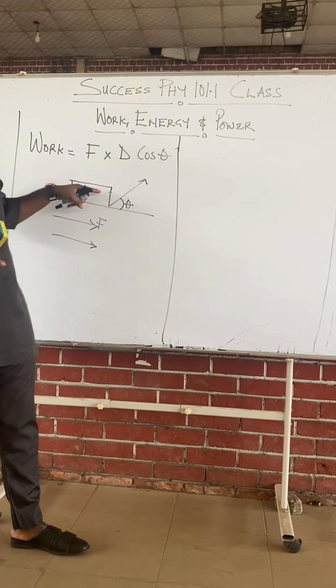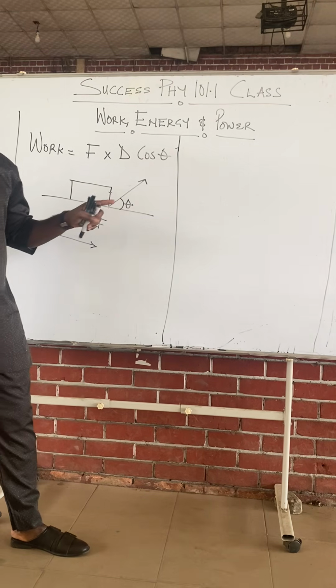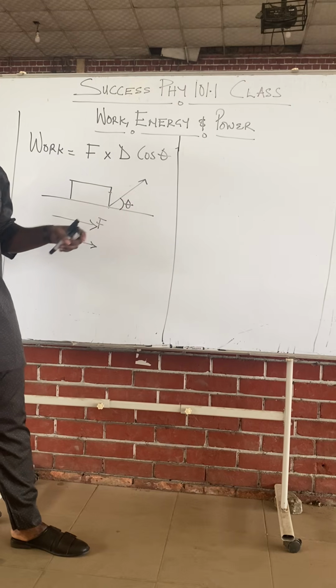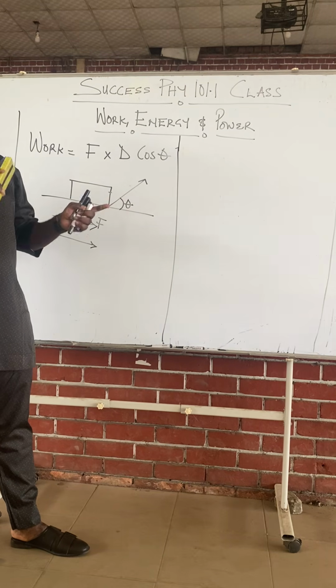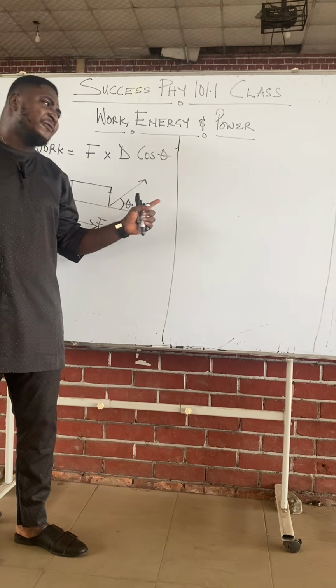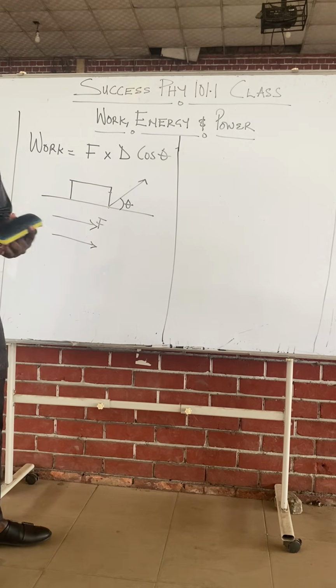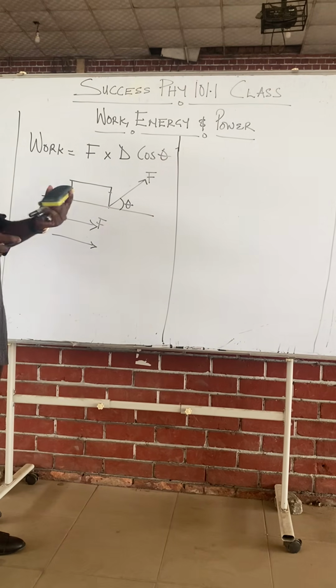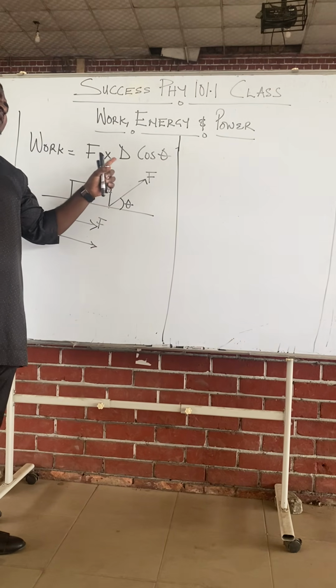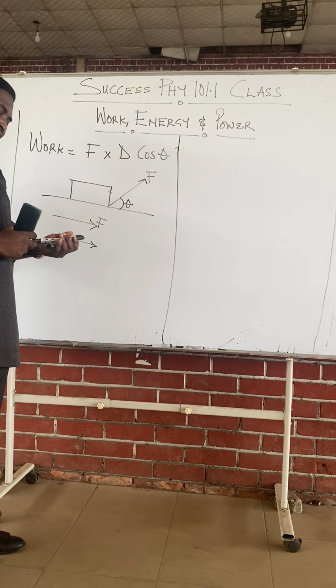In the first case, the force is acting at no angle. There was no angle between the force and the horizontal, so the work done is force times distance. But in the second case, the force is acting at an angle to the horizontal, and the angle is theta. So for this one, our work done is force times distance times cos theta.